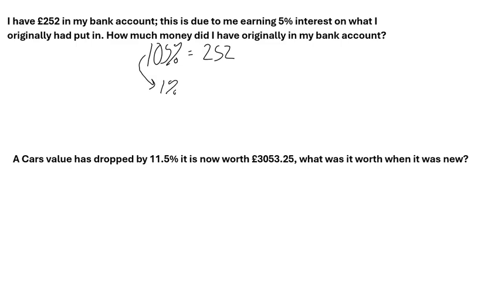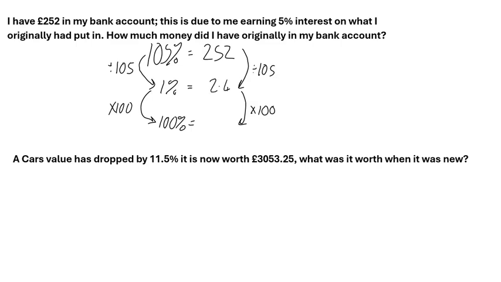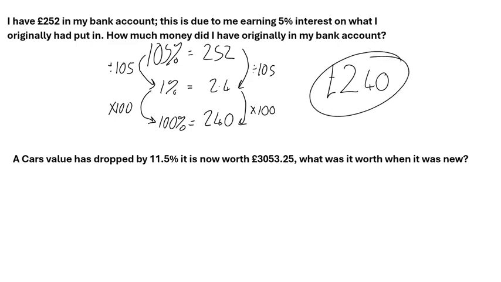Then comes our scaling. So in this case, I'm going to scale again to 1%, and then up to 100%, and I'm going to do that by dividing by the percentage, so divide by 105, then times it by 100. I'm doing that to one side, and just like algebra, what you do to one side, you do to the other. Now if I divide by 105, I'll end up getting 2.4, and if I times it by 100, I'll get 240. So my original investment was £240.